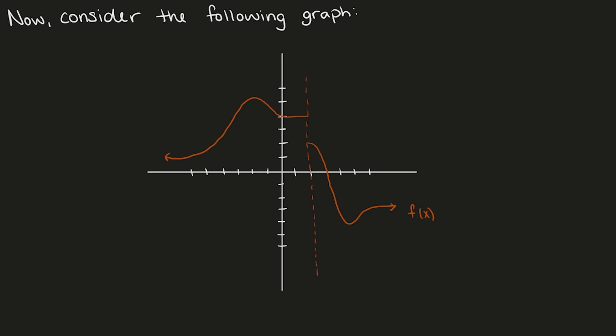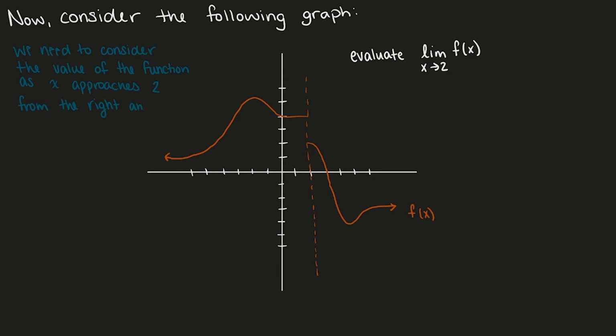Now, let's consider the following graph. And we want to evaluate the limit of f of x as x approaches 2. So here we don't know what the function for f of x is. We don't know what the actual equation is. So we have to rely on the graph in order to solve this limit. This means we need to consider the value of the function as x approaches 2 from the right and from the left. From the left would be this way, and from the right would be this way.